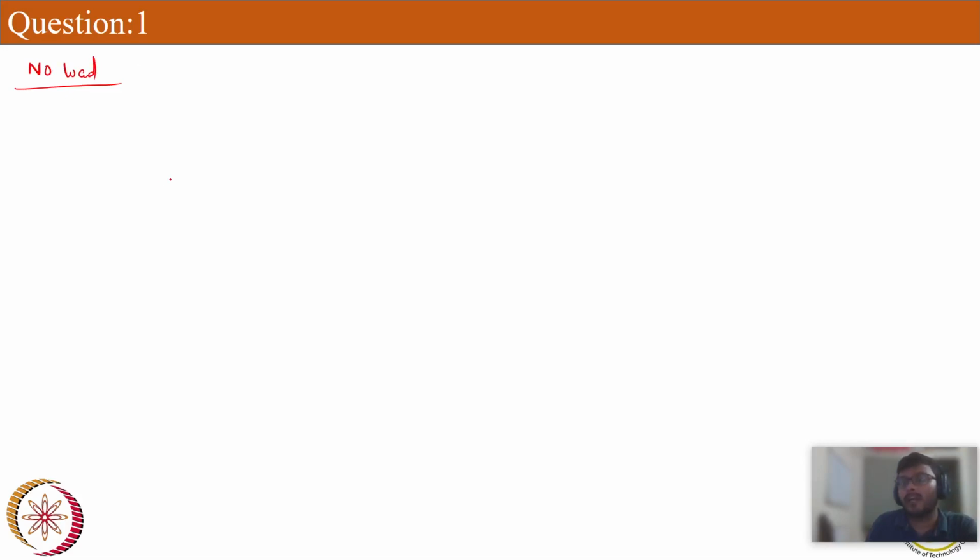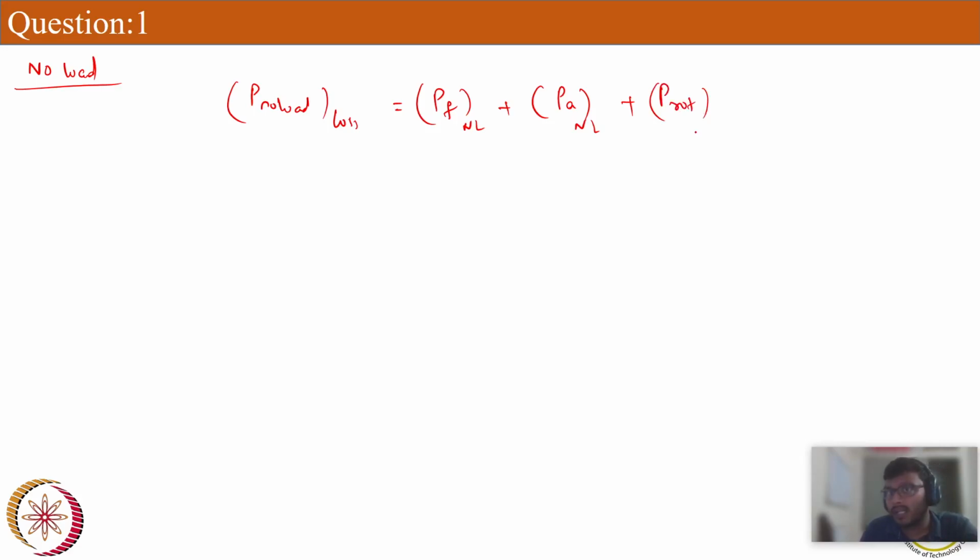Here the brush drop will come. So here I want you to pay attention because brush drop is a new concept. So no load power loss is equal to, what are all the losses? Field copper loss at no load, armature copper loss at no load, rotational losses. I am not writing no load or full load because rotational losses are the same for any load. Now the brush loss at no load.